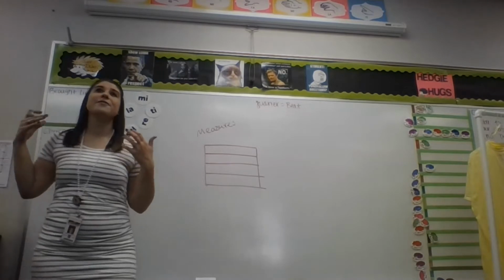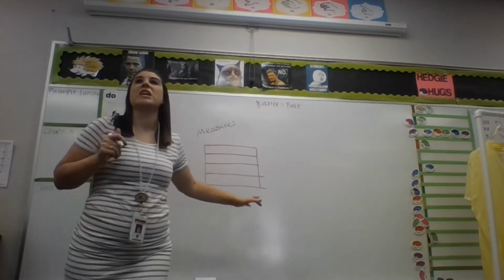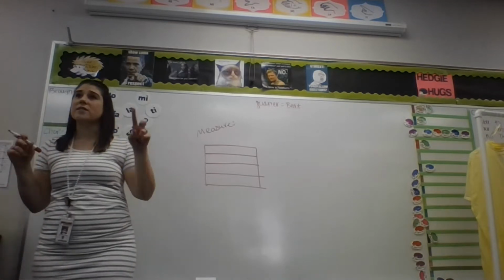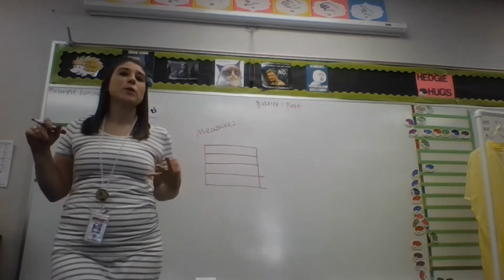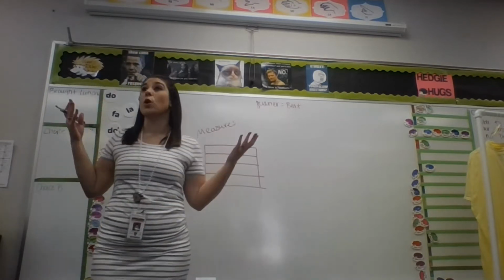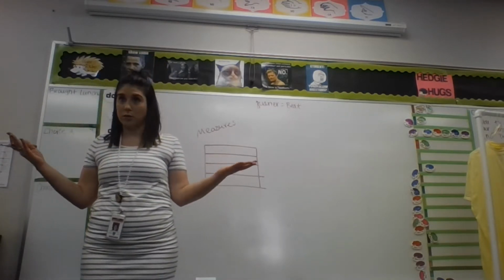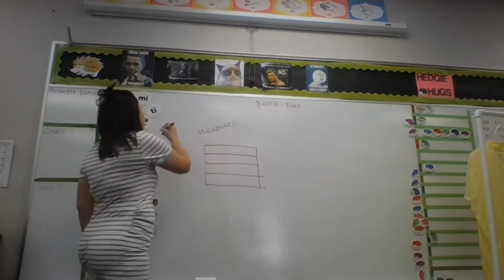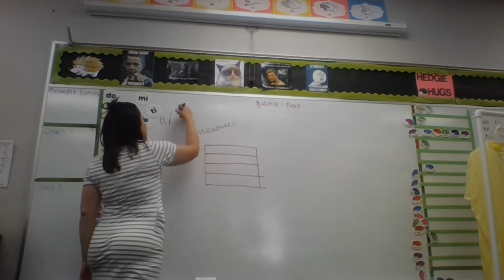Now, we can have different amounts of beats within each of our measures. For example, sometimes we have 2 beats in each measure. Sometimes we have 3 beats in each measure. Sometimes we have 4 beats in each measure. Sometimes we have 12 beats in each measure. Okay? Today we're going to focus on 4. Just 4. So we have 4 beats per measure.